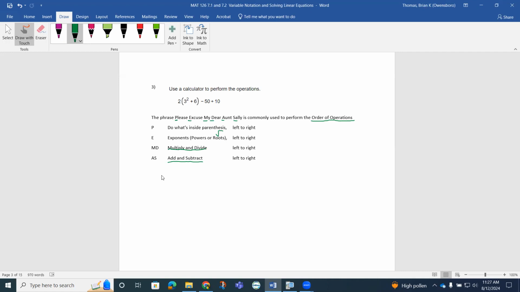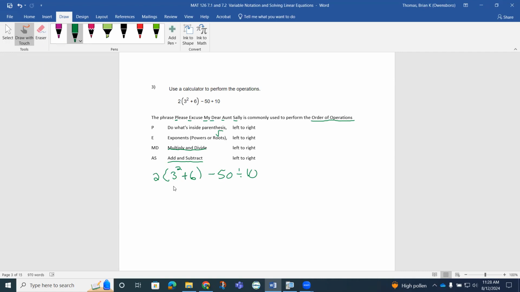So if I was looking at this problem here, we have 2 times the quantity, and again, I use the word quantity to imply parentheses, 3 squared plus 6. Then we subtract 50, and then there's this division by 10. So that's our problem. Since there's parentheses present, we have to do what's inside the parentheses. Notice we have an exponent and we also have addition, but we do exponents first and then addition.